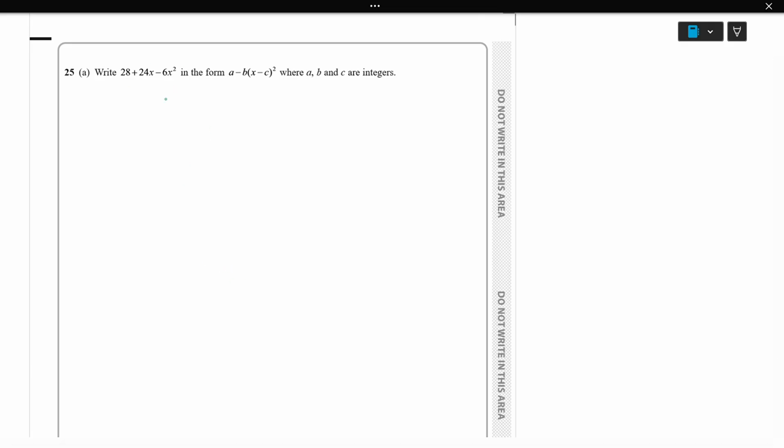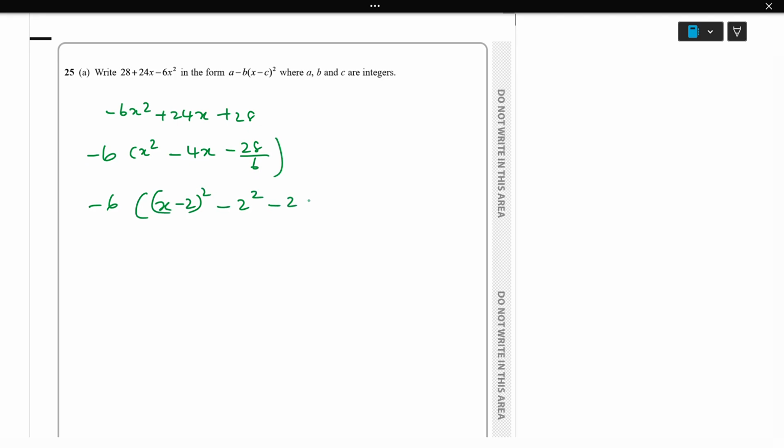Okay, so I'll rearrange the terms: minus 6x square plus 24x plus 28. I'll bring minus 6 out, which gives x square minus 4x minus 28 by 6. So for the middle term, minus 4, make it half, so it is 2. So x minus 2 whole square. So minus this one square minus 28 over 6, which is minus 6 x minus 2 whole square.